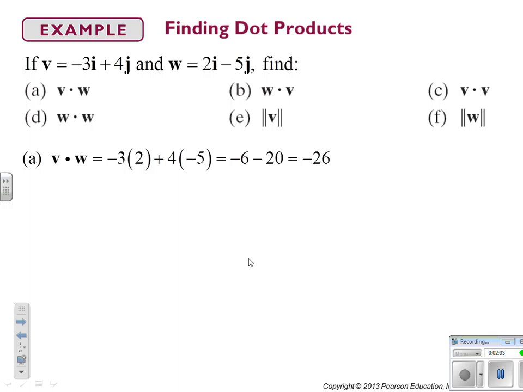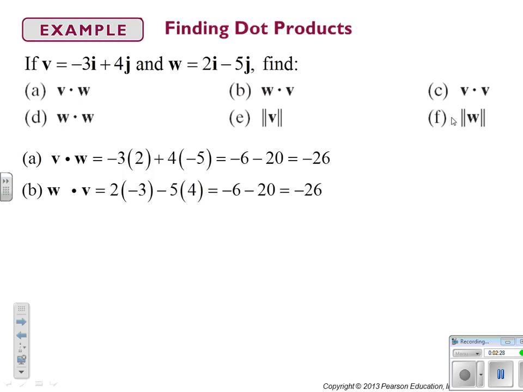Let's see if we reverse that order, whether we get the same result. If we do w dot v, we get 2 times negative 3 plus negative 5 times 4. That still is negative 6 minus 20, and we still get negative 26.